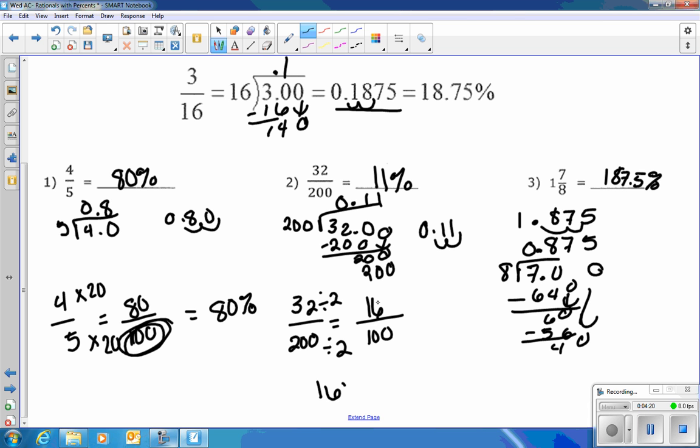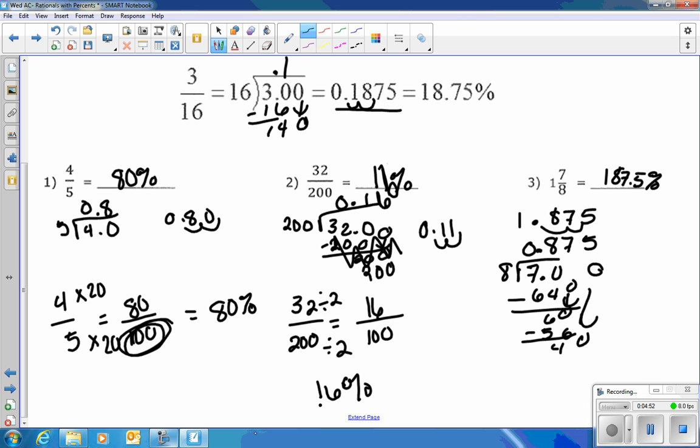Sorry, I think I multiplied something wrong here. Let me look. Because I got 11%, so this should not have worked that way. Okay, I don't know what I did when I did my division, but I did something wrong. So that should have been a 16%. So this is going to be 16% because it's 16 out of 100.